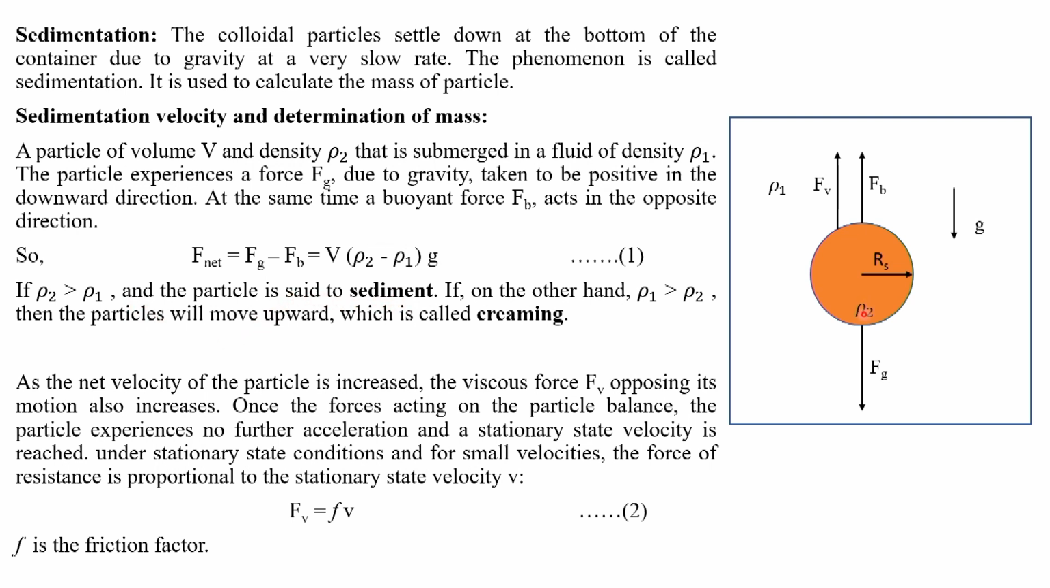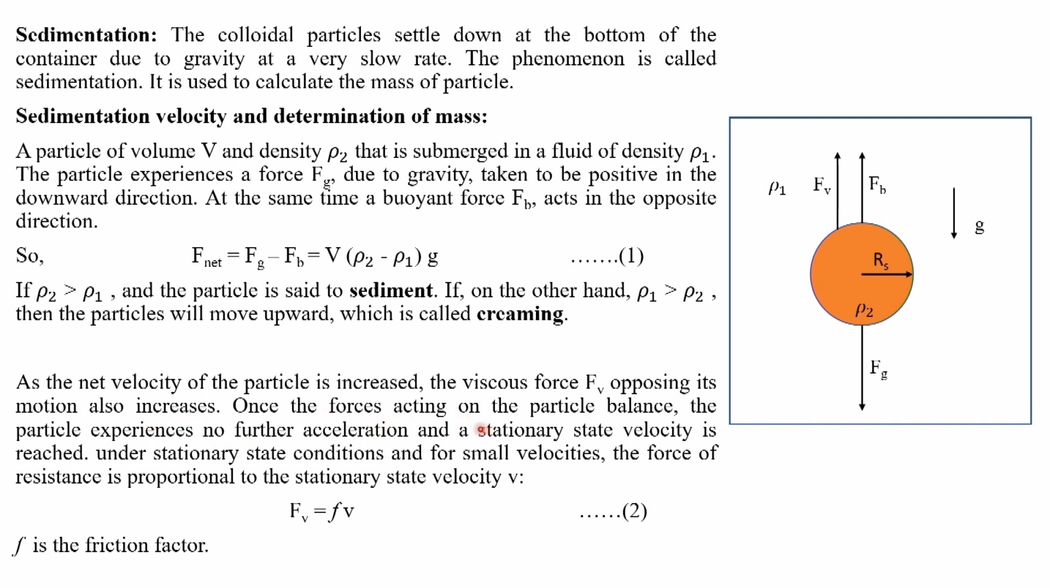So when the density of the particle is higher than the density of the fluid, the particle will sediment. If on the other hand ρ1 is greater than ρ2, then the particles will move upward, which is called creaming. So if ρ1 is greater than ρ2, the particle will move in the upward direction. So we get creaming here. As the net velocity of the particle is increased, the viscous force Fv opposing its motion also increases.